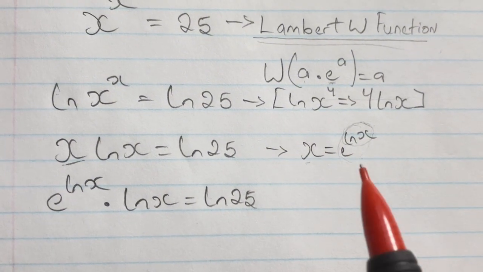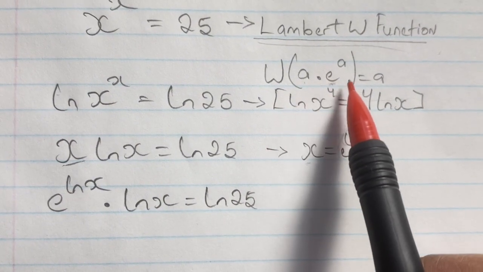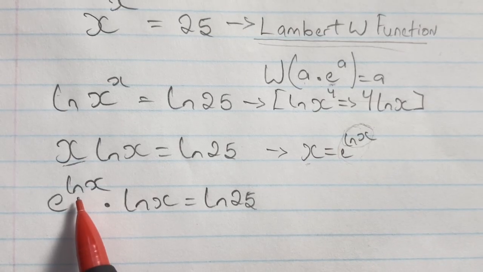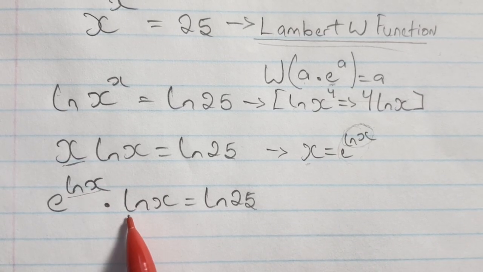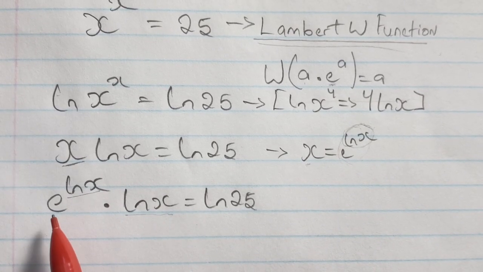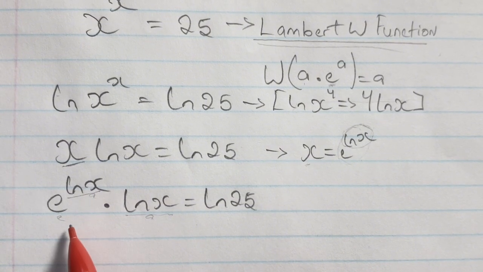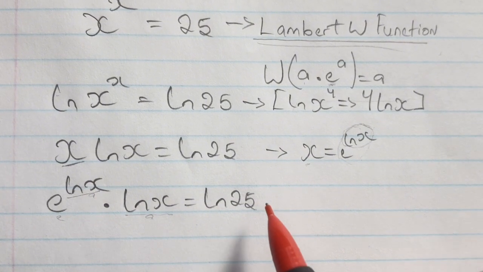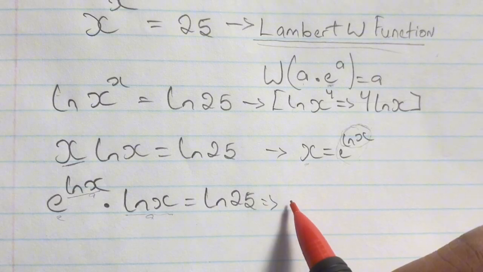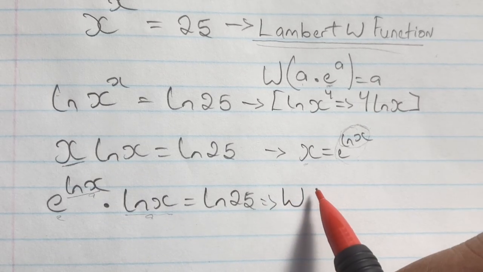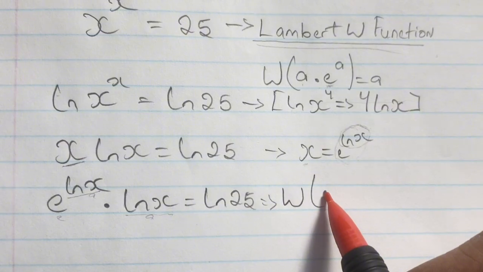Now let's see what we have. Now as we are writing our expression in the form of a times e to the power of a, if we look in the power we see ln x, and in the base we also see ln x, and in between that we have e. So here we have a in the base and e being raised to the power of a. This therefore means that we can apply our W function to our expression. So we apply our W function to both sides of this equation.